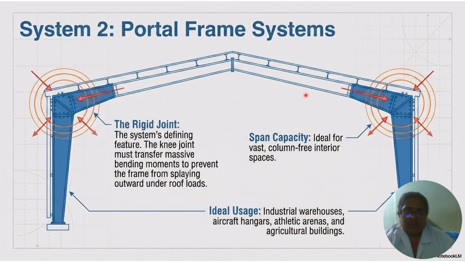The image shows you clearly how a portal frame system will be, and it consists of a rigid joint, the system's defining feature. The knee joint must transfer massive bending moment to prevent the frame from splaying outwards under roof loads. And the span capacity is ideal for vast column-free interior spaces. It is used in industrial warehouses, aircraft hangars, athletic arenas, and agricultural buildings.